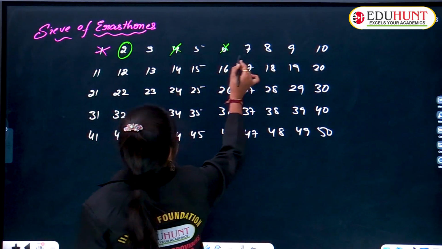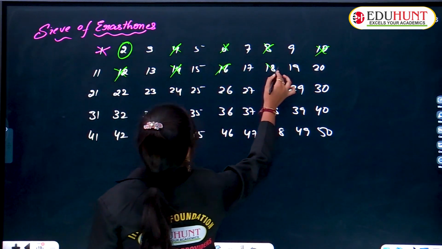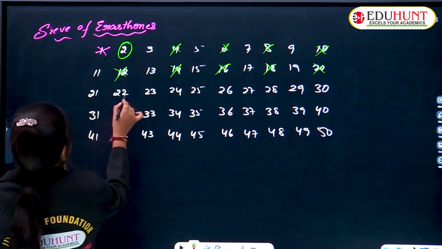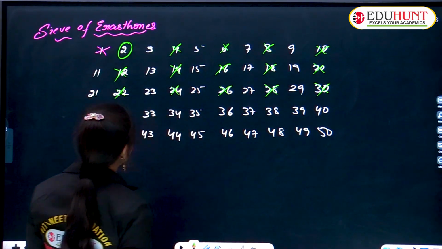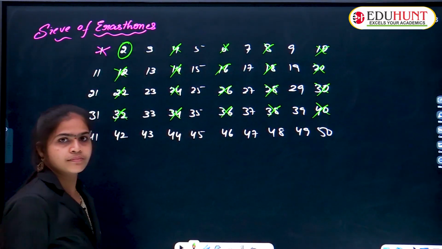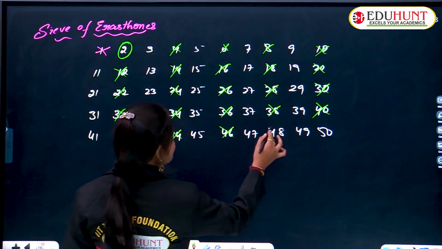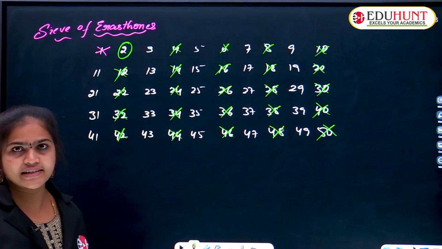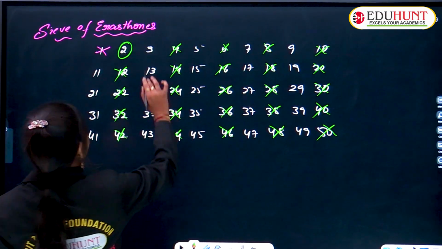2 2s 4, 2 3s 6, 2 4s 8, 2 5s 10, 2 6s 12, 2 7s 14, 2 8s 16, 2 9s 18, 2 10s 20. Next, 2 11s 22, 2 12s 24, 2 13s 26, 2 14s 28, 2 15s 30, 2 16s, 2 17s, 2 18s, 2 19s, 2 20s. Clear? Next 2 21s, 2 22s, 2 23s, 2 24s, 2 25s 50. 2 table up to 2 25s. Clear? 2 table completed.